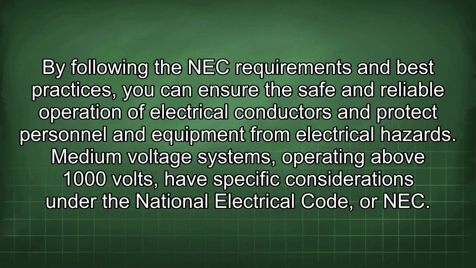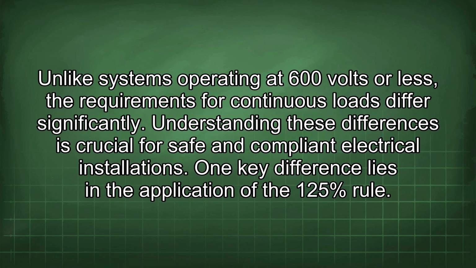Medium voltage systems operating above 1000 volts have specific considerations under the National Electrical Code, or NEC. Unlike systems operating at 600 volts or less, the requirements for continuous loads differ significantly. Understanding these differences is crucial for safe and compliant electrical installations. One key difference lies in the application of the 125% rule.